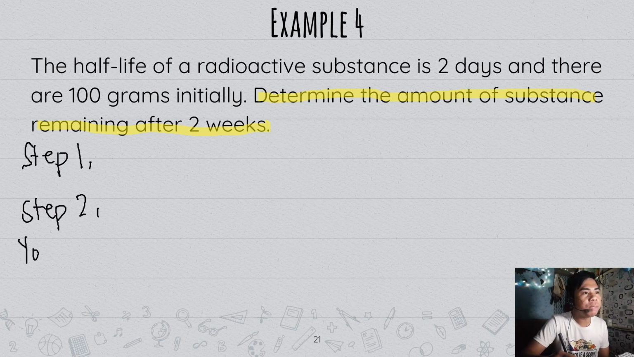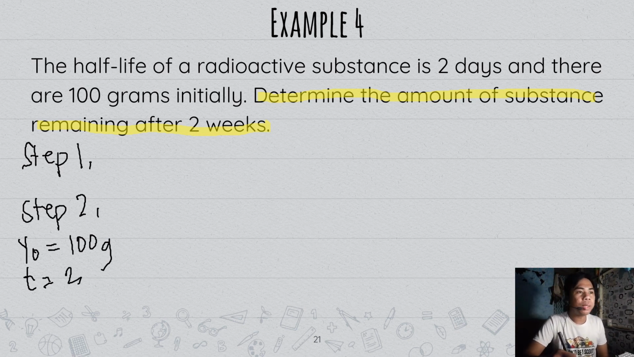So we have y sub 0 is equal to 100 grams. t is the half-life, 2 days. So what's the capital letter T? Since it's given as 2 weeks, that's the capital letter T, but it's not the same unit as the small letter t, the half-life. So we need to convert. How many days are there in a week? There are 7. So if we have 2 weeks, there would be 14 days.